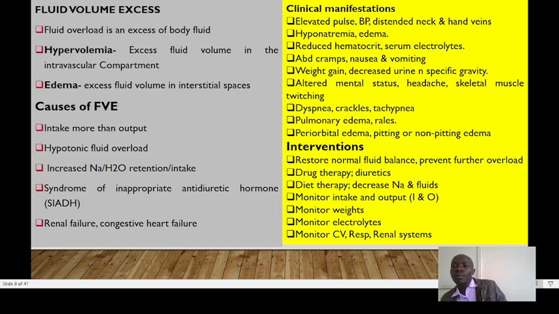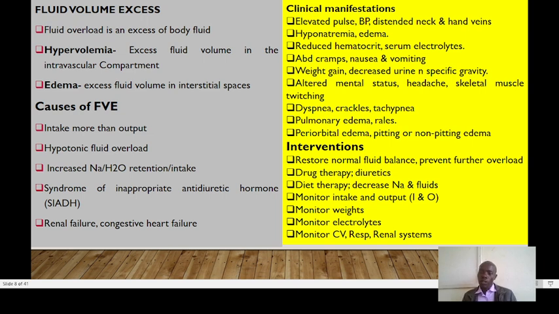What about fluid volume excess? In fluid volume excess, we actually have a fluid overload, which is excess body fluid. We could have things like hypervolemia, which is excess fluid in the intravascular compartment. We also have edema, which is excess fluid in the interstitial spaces, right? The causes of fluid volume excess could be intake being more than output. Remember, we encourage most patients that the intake should be around 3 liters per day.